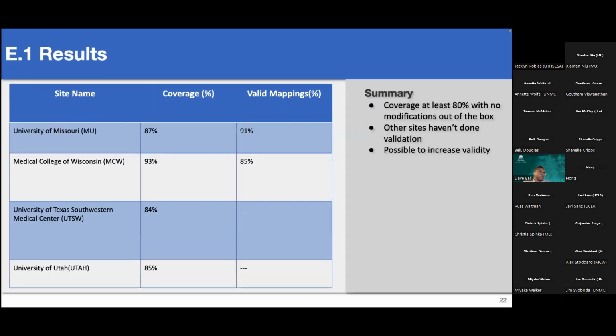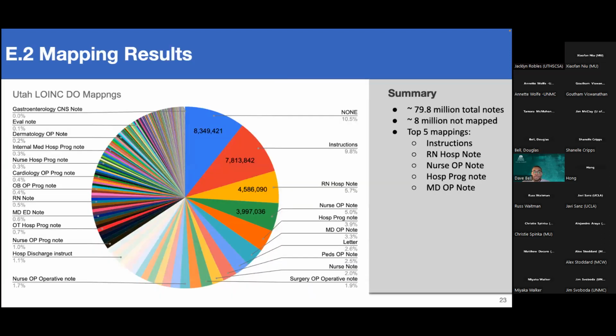And here are some results that we have. You've already seen the coverage, which is at least 80% with no modifications out of the box for the other 2 sites that have done it so far, UT Southwestern and Utah. And we can do simple things like break down what percentage of notes belong to whatever category. In this case, this is Utah's. We have a significant chunk that's not mapped. Those are none, and that's expected because these are Epic sites.